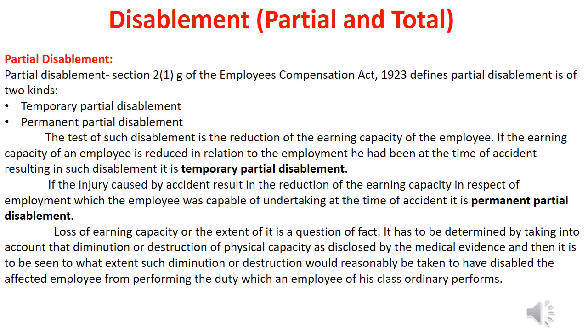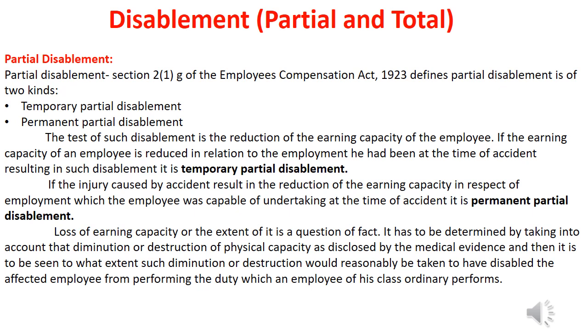Temporary is that disablement which reduces the earning capacity of the employee in respect of the earlier capacity. And coming to permanent disablement, if the injury caused by the accident results in the reduction of the earning capacity in respect of the employment which the employee was capable of undertaking at the time of accident, it is permanent partial disablement. So the loss of earning capacity or the extent of it is a question of fact. So loss is completely different. Loss is a permanent disablement and reduction is the temporary disablement.